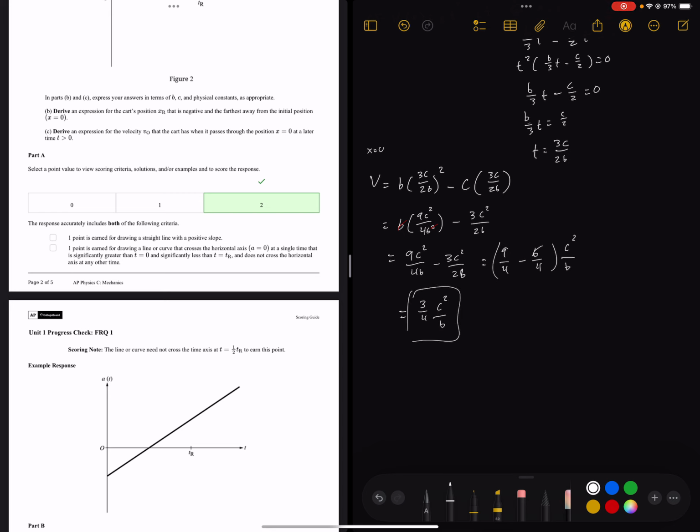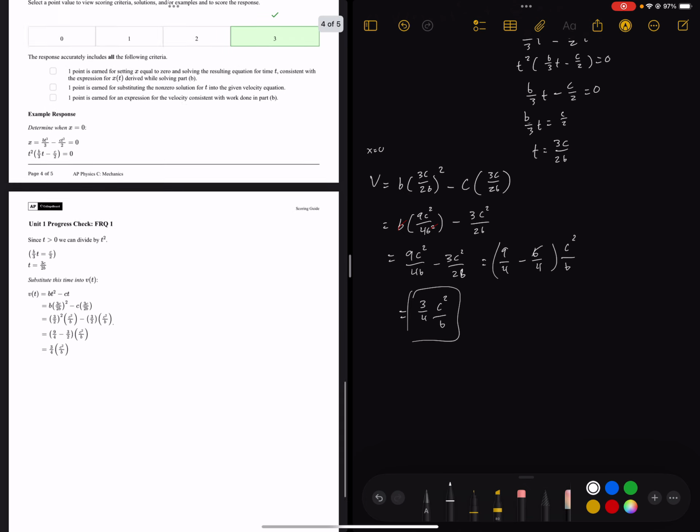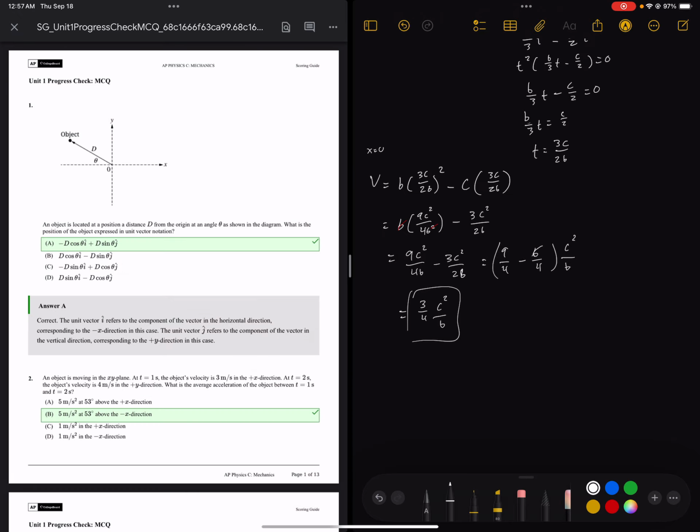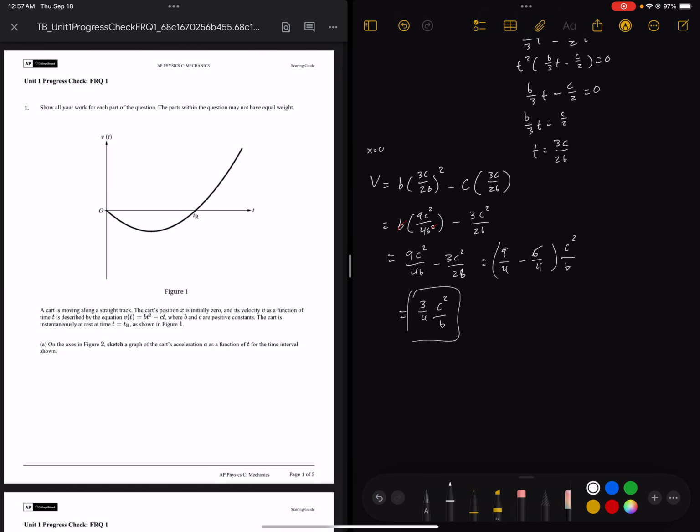All right, so that's the expression for velocity. Let's look at the scoring guideline. Yeah, and that's all you have to write down. All right, so that's it for the first one. Not too bad.